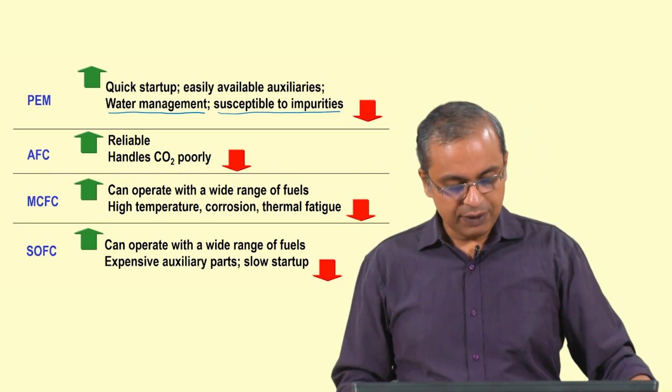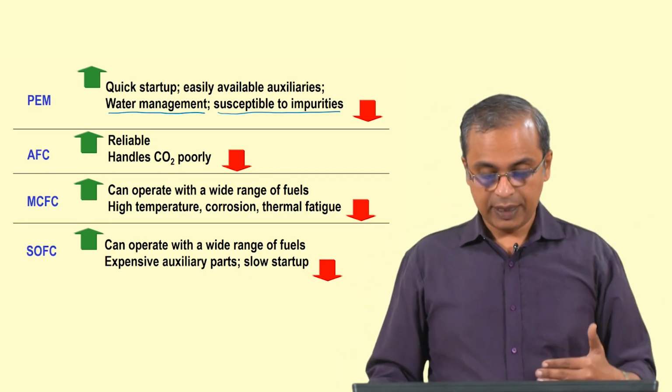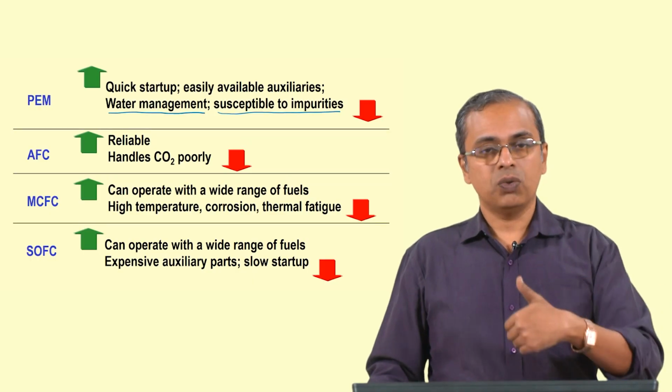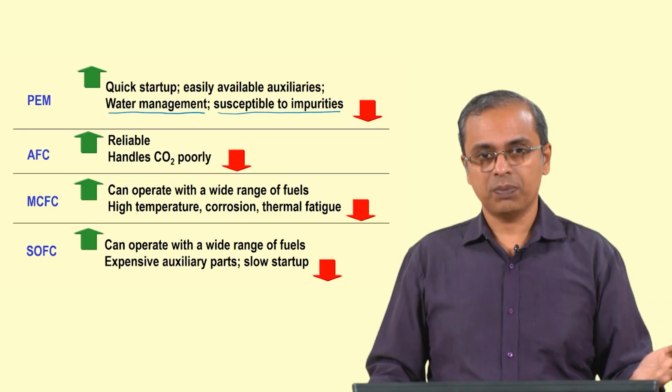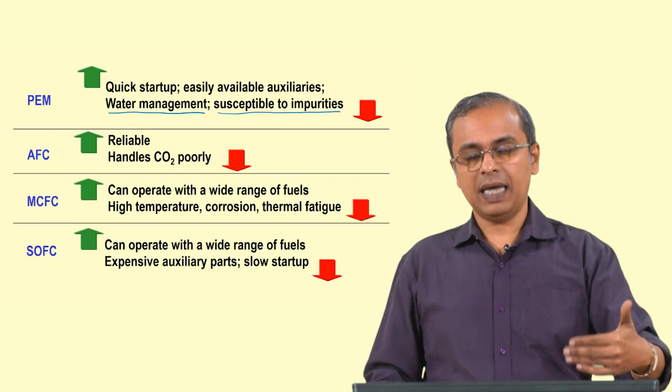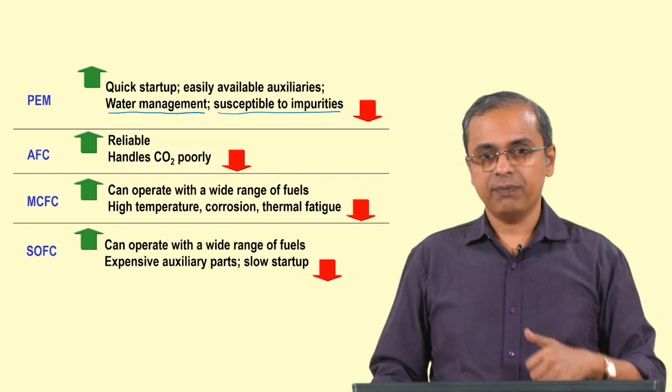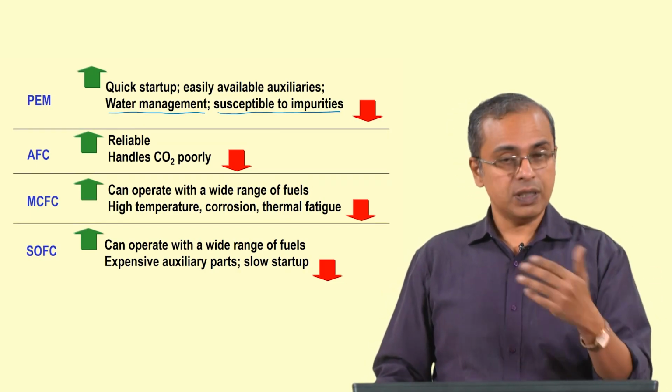If you go to molten carbonate fuel cell, you are going up in temperature, so it can operate with a wide range of fuels. So carbon dioxide is not a problem, CO is not a problem. The things that are problems in both alkaline fuel cells and PEM fuel cells are not problems here. Water is not a problem.